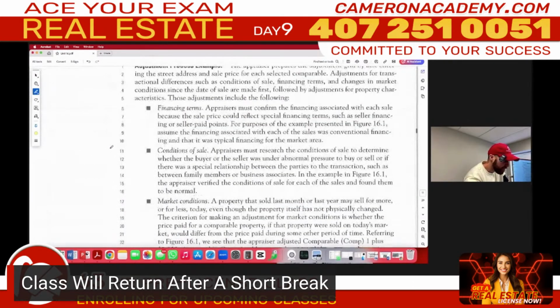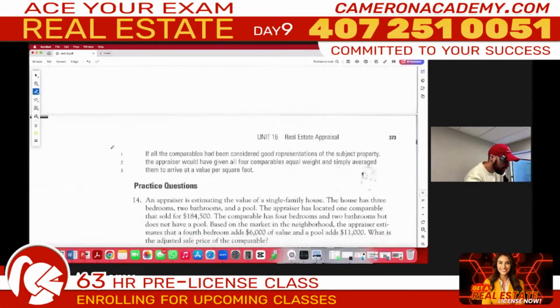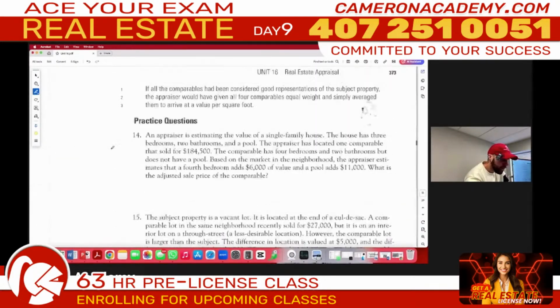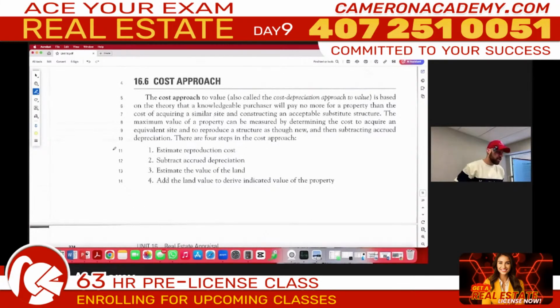Okay, it's time. Let's continue on to page 373. At the bottom of page 373, we see the cost depreciation approach, generally referred to as the cost approach. But the word depreciation reveals something to us. The reason why this method is different from the one we just learned about is because we're going to use depreciation as a factor to figure out the value of the property.